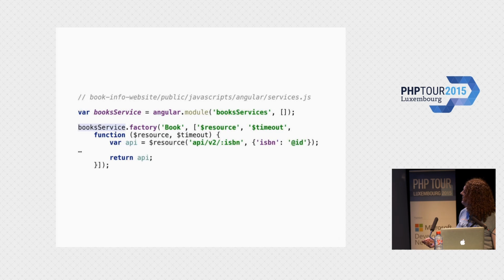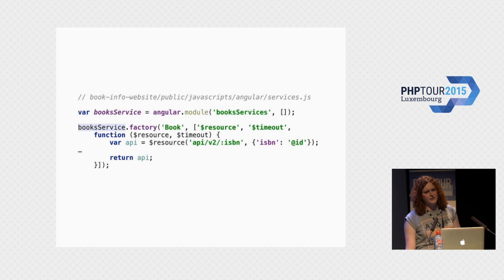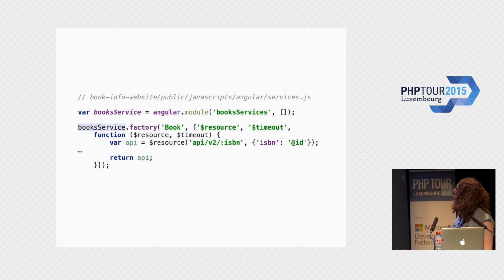So you just pass it a URL for a specific resource, and then it will generate a client which has get, post, put. So it saves you loads of time and coding. And $timeout is an accessor to the timeout function.